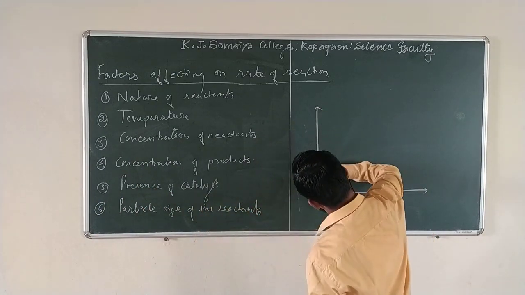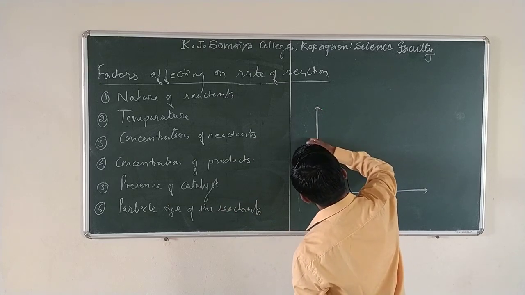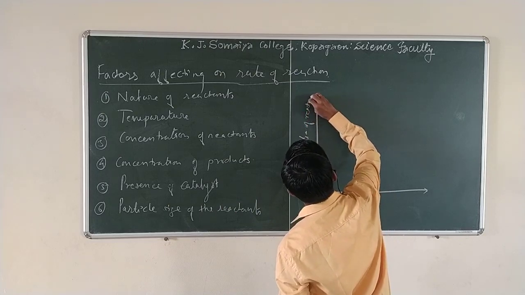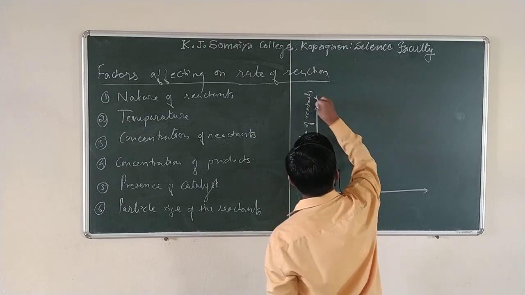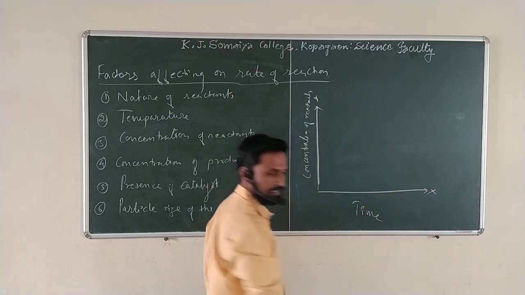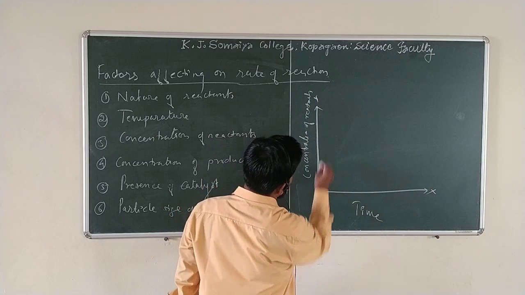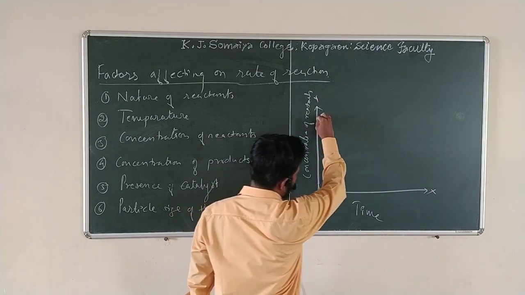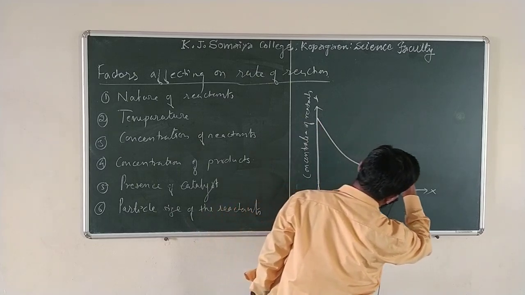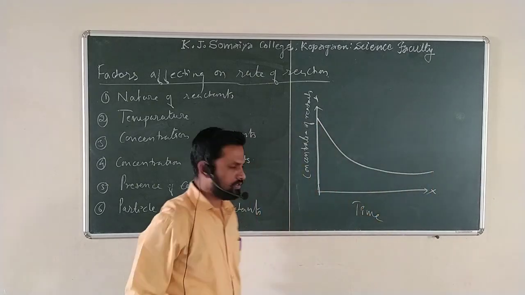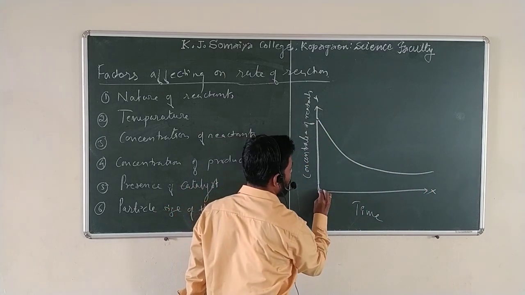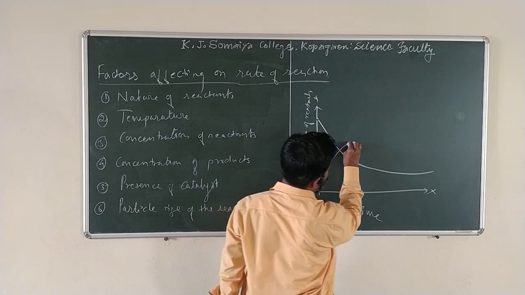Now this is the concentration of reactants on the y-axis, and here it will be the x-axis, if we take time on the x-axis. So what can we observe? Initially, there is a high concentration. As time goes on, the concentration of the reactants decreases. At the same time, when the concentration of the reactants is high, the product formation is very high.